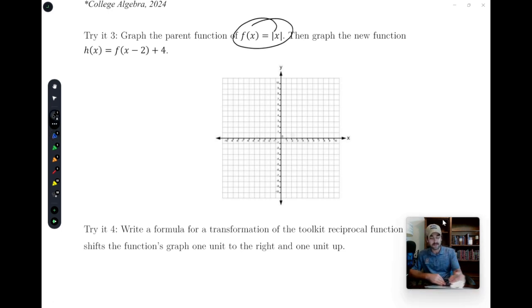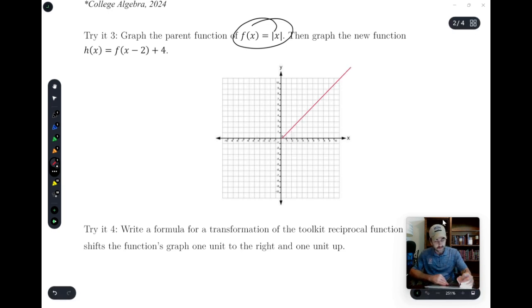First thing they ask us to do is to graph our parent function of f of x equals the absolute value. If you've been studying those toolkit functions from chapter 2, then you should be pretty familiar with the absolute value function. It looks a little bit like this. I'm going to make my toolkit function red. I think that's good. Make sure I didn't do anything crazy.